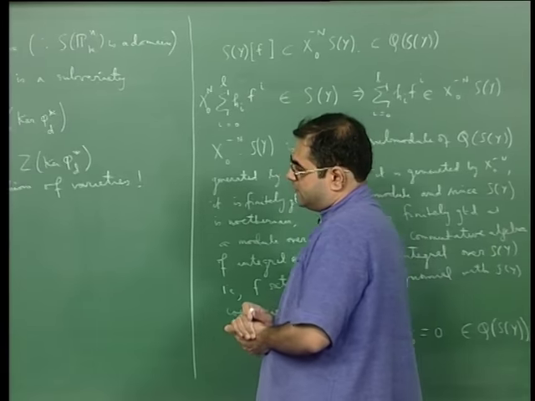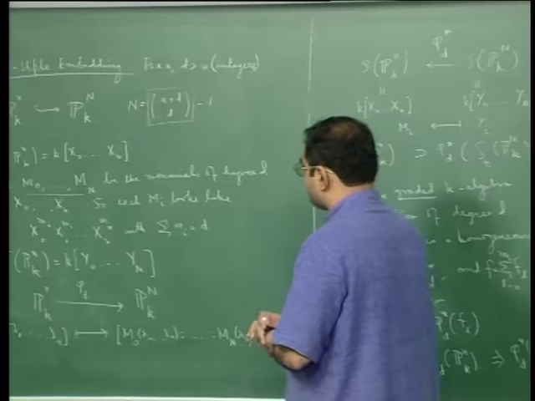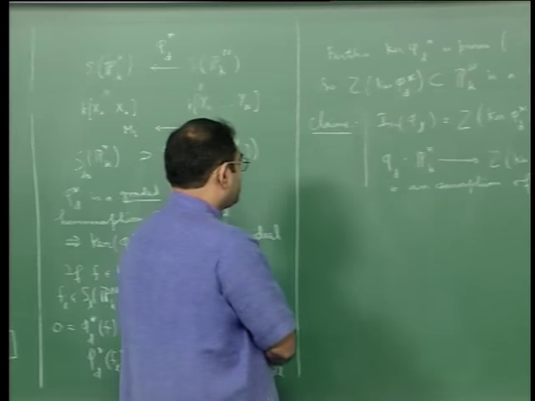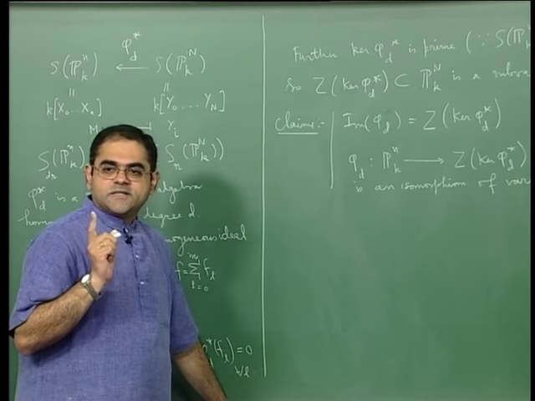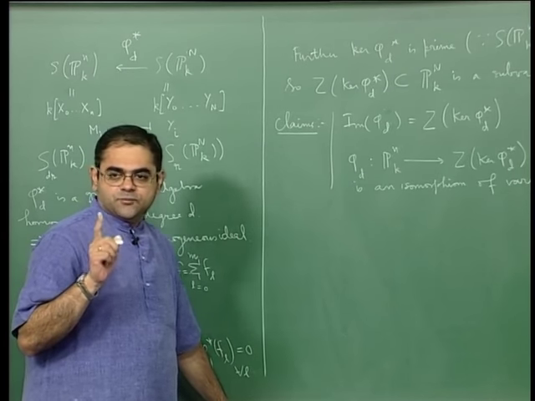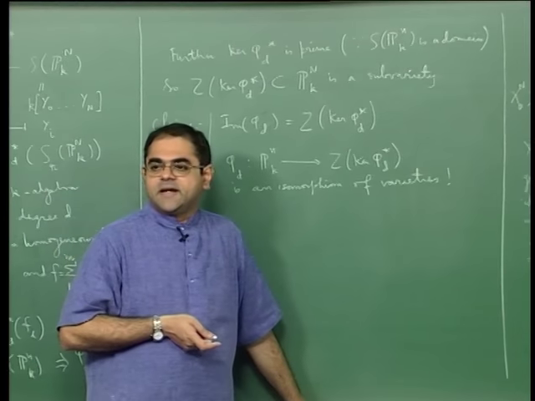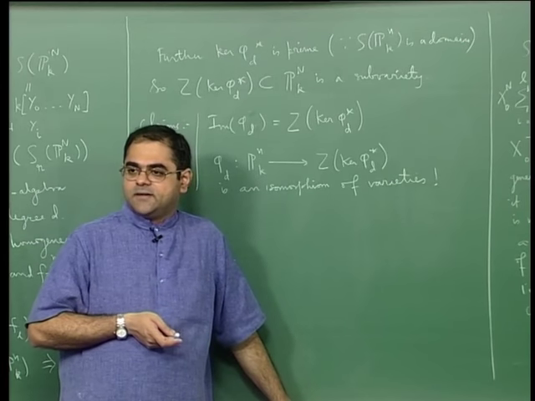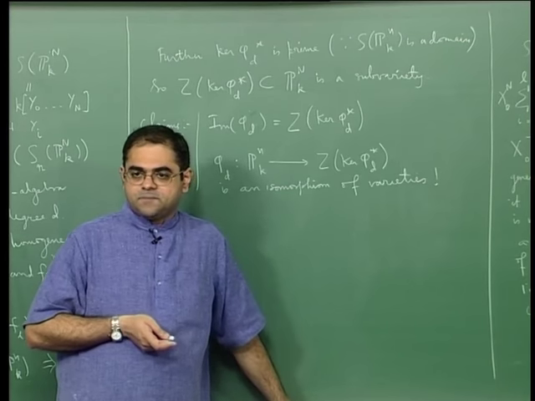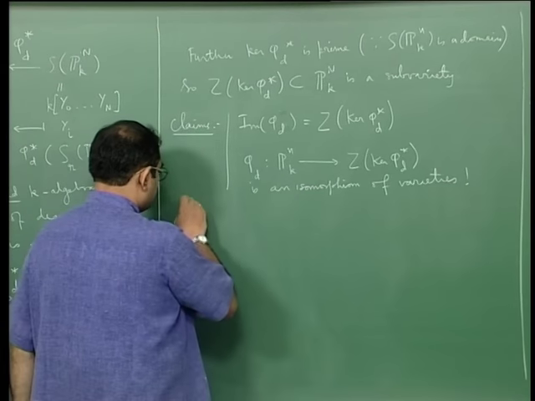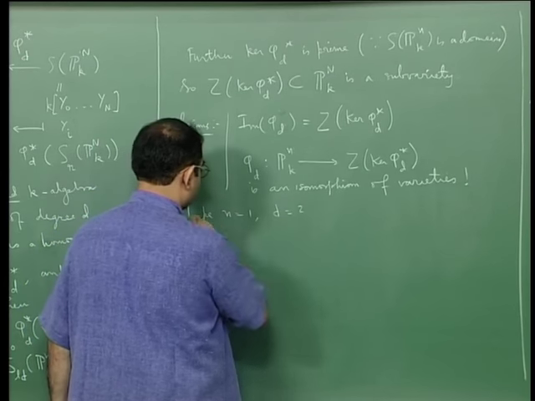But before we try to settle these claims, I just want you to look at the case when small n is 1 and d is 2. It is the simplest case, and the reason why we often look at that case is to tell you that you can have two projective varieties which are isomorphic, but their homogeneous coordinate rings are not isomorphic. So take n equal to 1, d equal to 2.